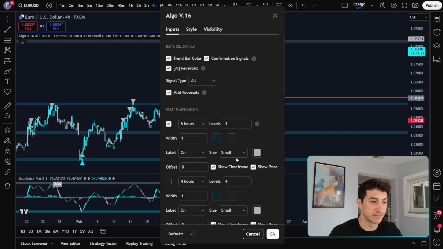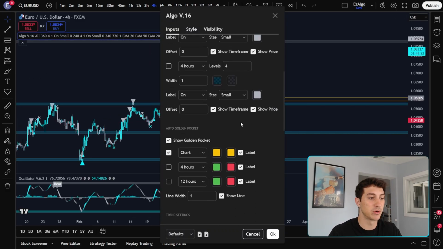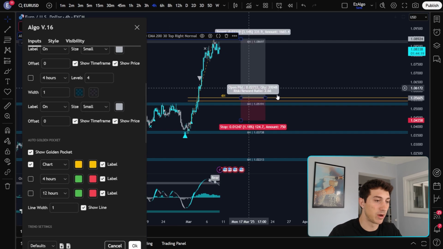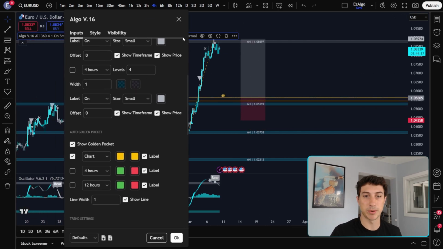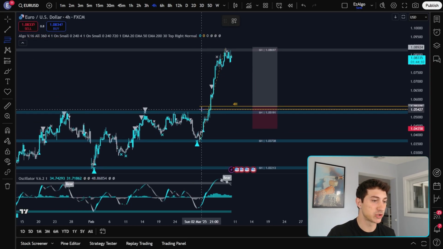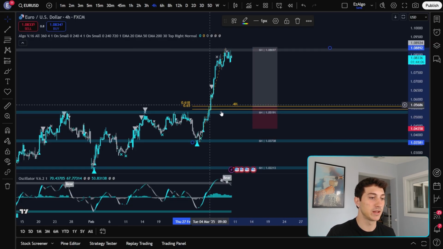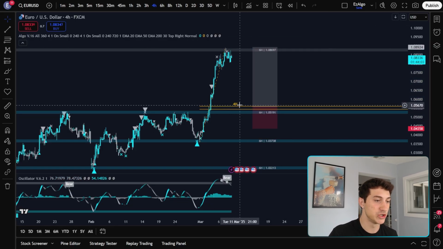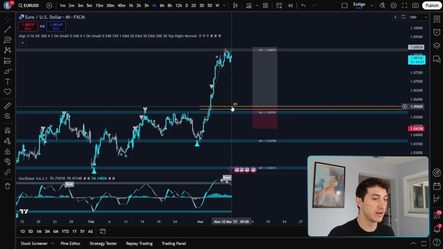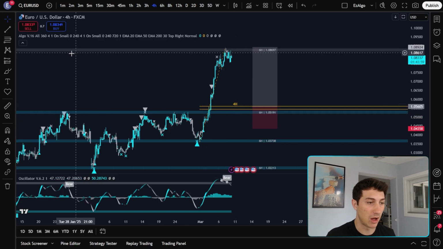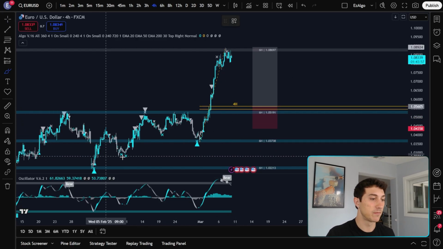Look for confluences, etc. So below the multi-time frame support and resistance, we have the auto golden pocket, which is on the screen here. So the golden pocket is my favorite Fibonacci retracement level or levels. It's a 0.65 and 0.618. So if we were to draw this golden pocket from the swing low to the swing high, you can see it would perfectly overlap that 4-hour GP. So we've automatically coded the golden pocket into our algorithm. So again, saving you time from finding those swing points.